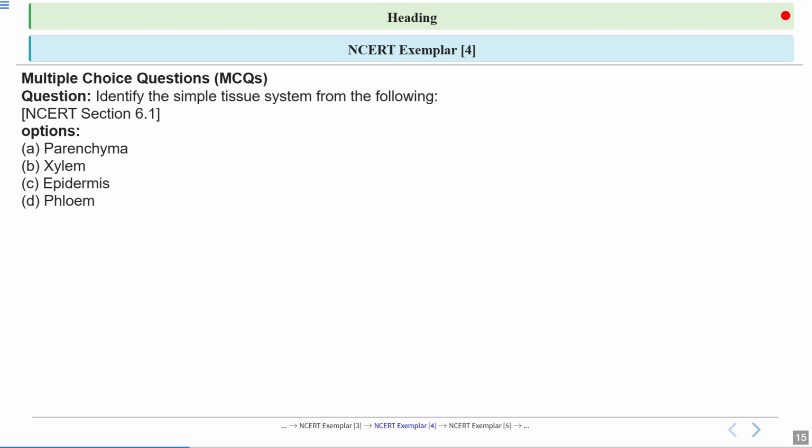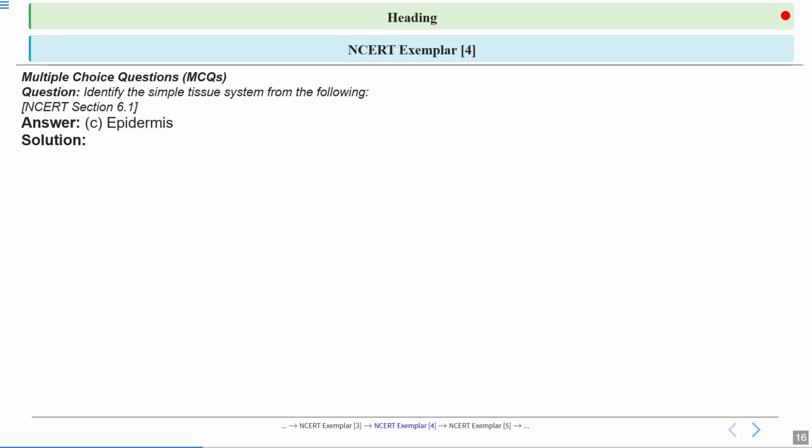Options are A. Parenchyma, B. Xylem, C. Epidermis, and D. Phloem. Simple tissue system from the following. Let us see the answer. C. Epidermis. Epidermis is the simple one.